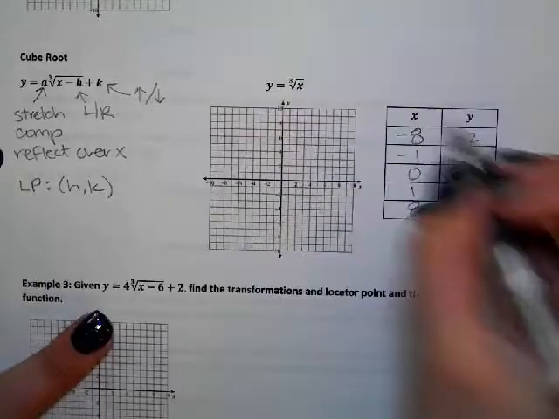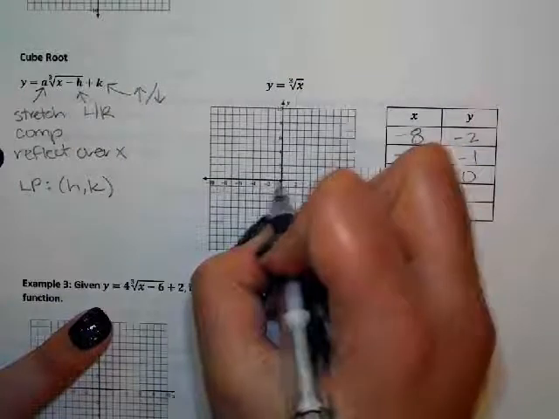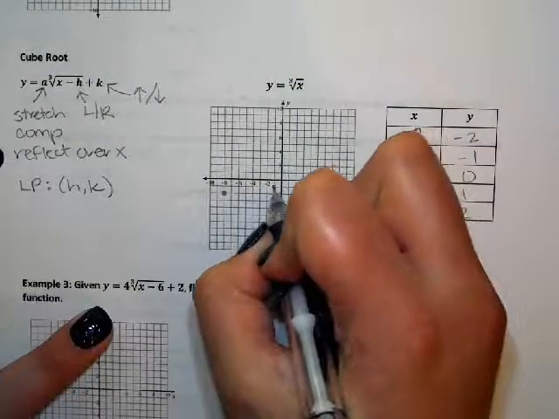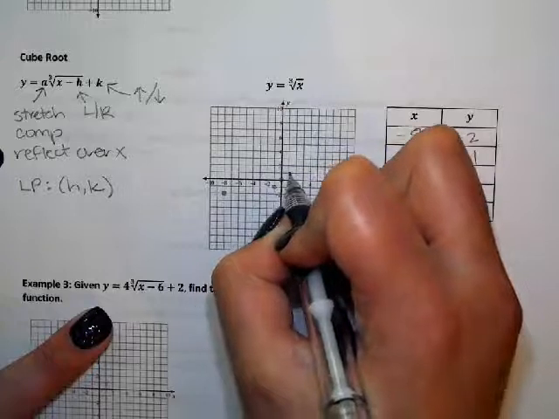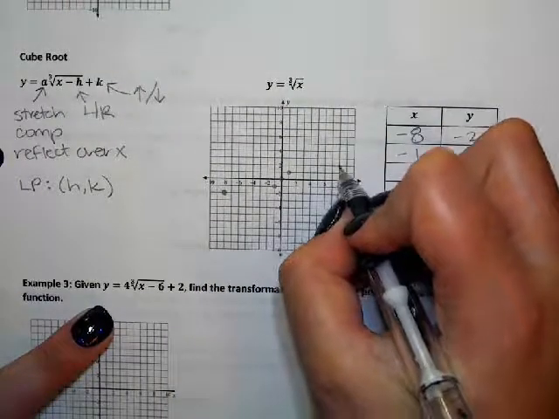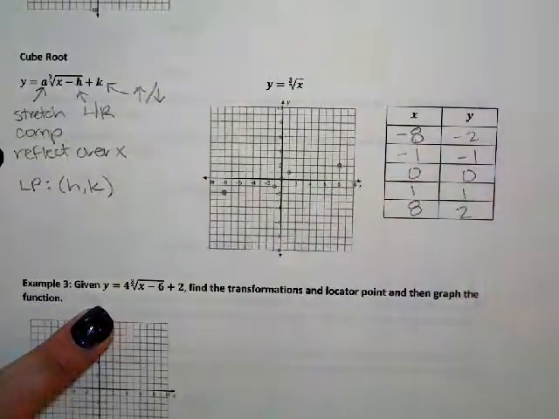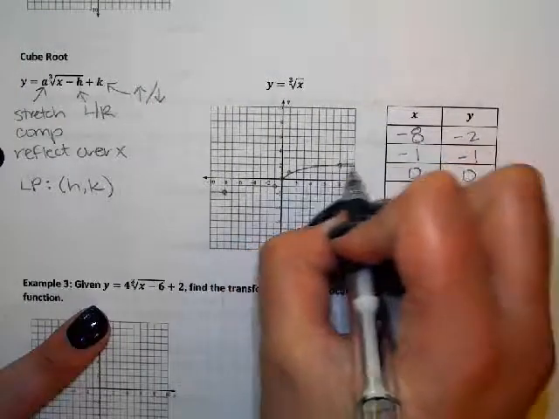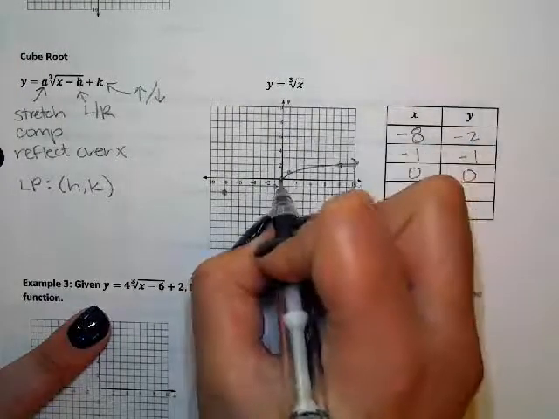We plot the points (-8, -2), (-1, -1), (0, 0), (1, 1), and (8, 2). So it's kind of like parabolas on their side, but half and half. Half a parabola on its side, and then another half of a parabola on its side. That's how I think of these.